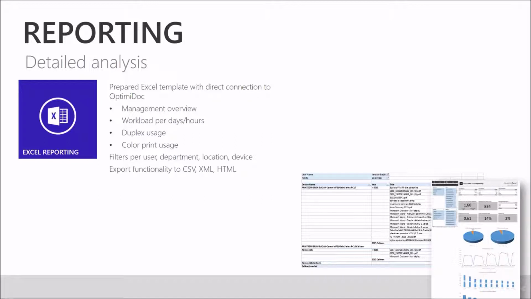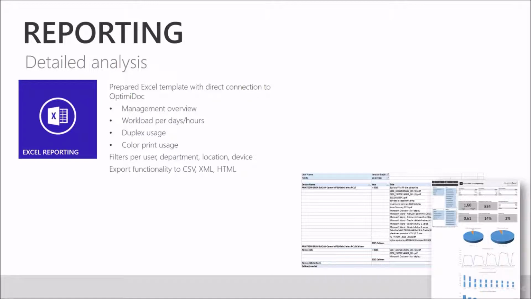Next option how you can see the statistics is the Excel reporting. Inside the OptimiDoc, we have prepared the Excel template which can directly connect to the OptimiDoc server, download the accounting data or statistic data, and based on this data we have prepared some general layout including the management overview, split to the users, split to the devices, including information like duplex usage, color print usage, or average number of pages of each document.